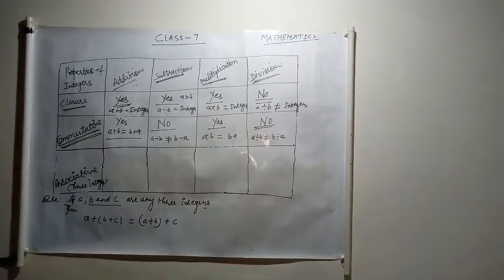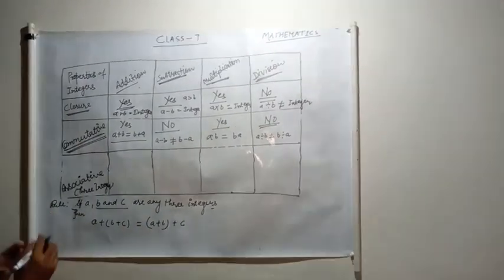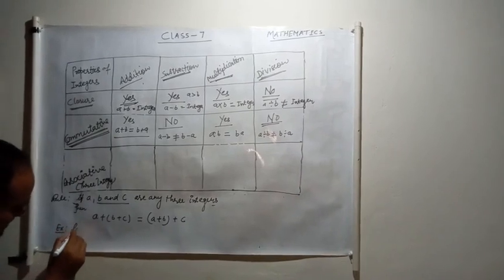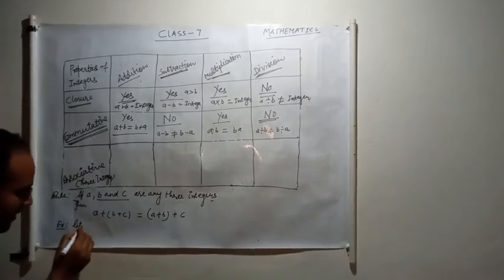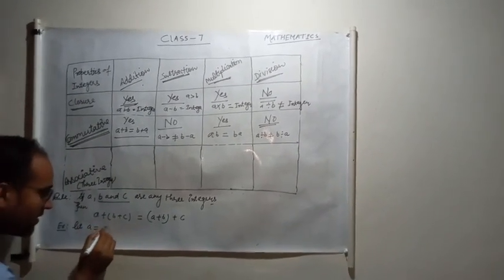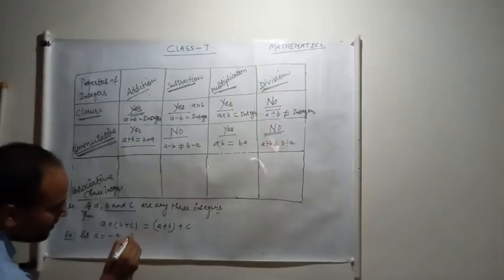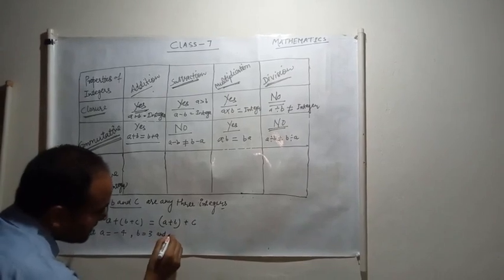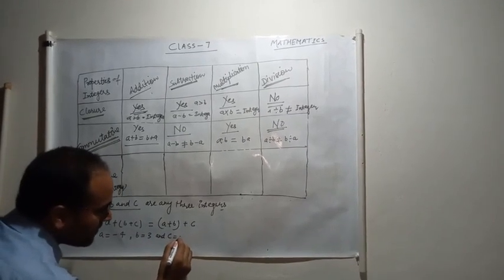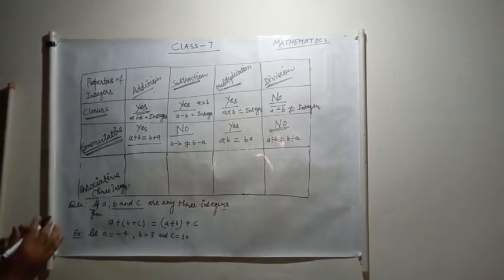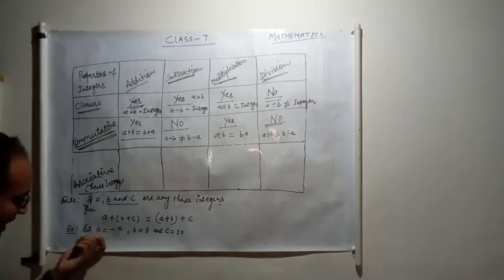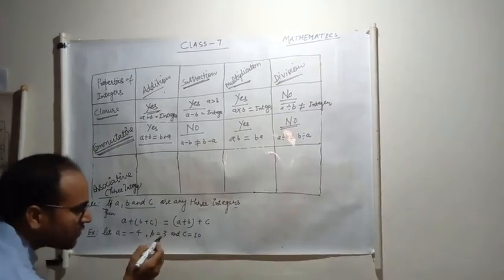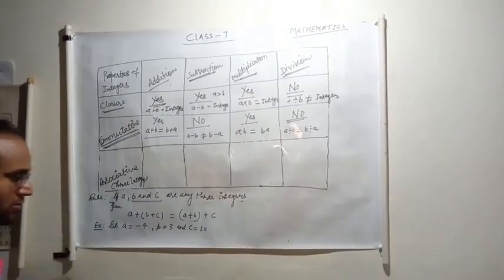So this one we are going to check with an example. That example is very important. Let A is equal to -4, B is equal to 3 and C is equal to 10. We have taken three integers, the values of A, B and C: A is equal to -4, B is equal to 3 and C is equal to 10.